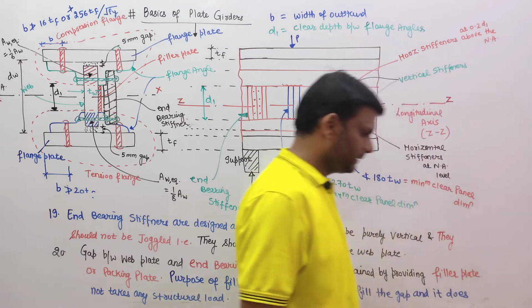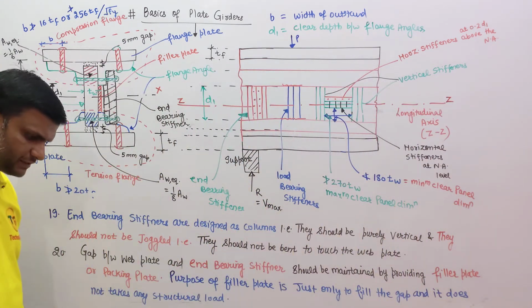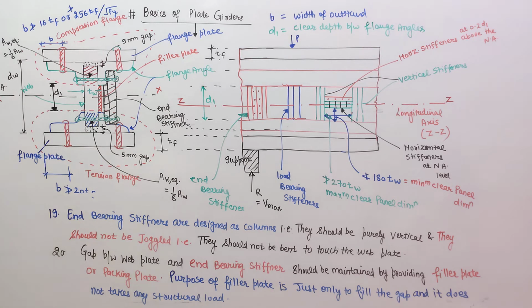Okay, please note down these points very fast. If I am concluding about end bearing stiffener, they are designed as columns. They should not be joggled. The gap between the end bearing plates and the bearing stiffener and the web plates should be maintained by filler plates. Please note it down very fast.